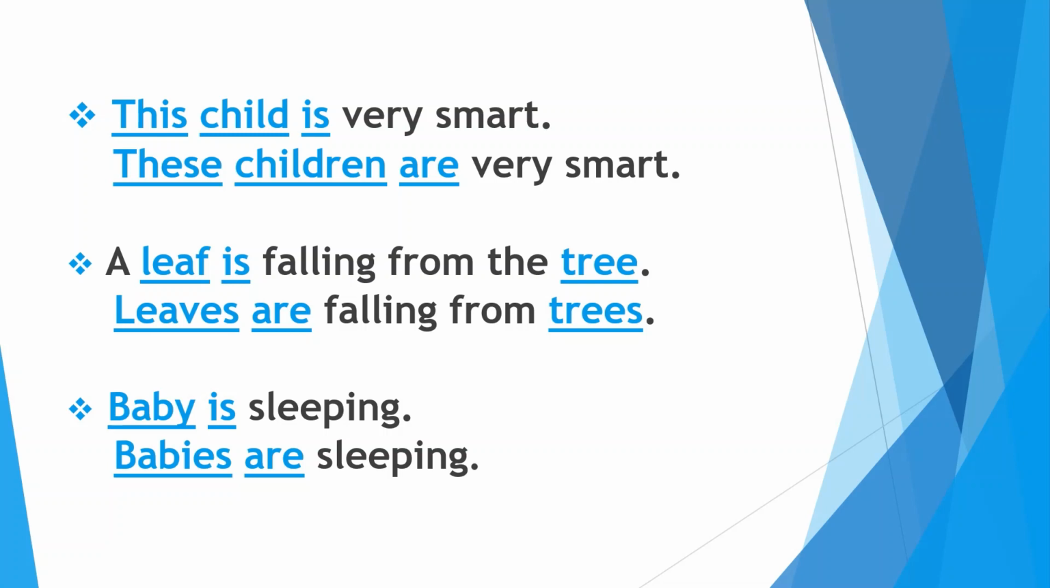Now here also you can see that the singular form is baby while its plural form is babies. Means the ending letter is y, and if a consonant is before that y, then you have to change the last letter y into I and then add es. So the plural of baby is babies and the plural of is is are. So the plural form of the sentence is: babies are sleeping.